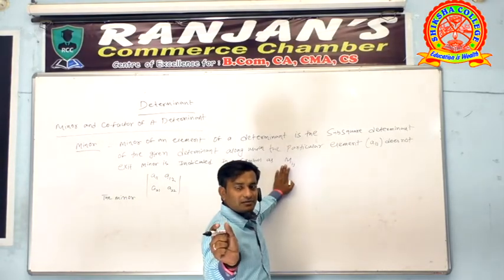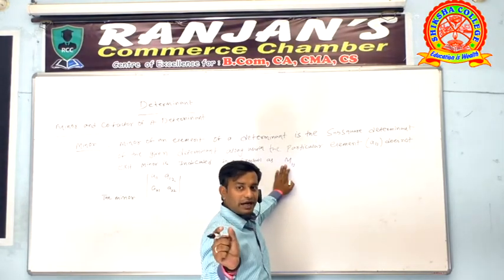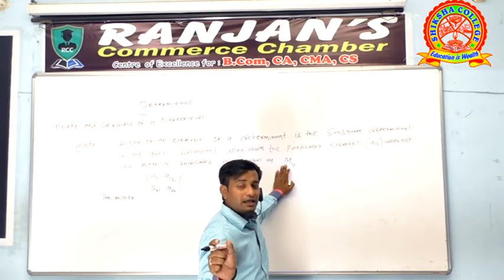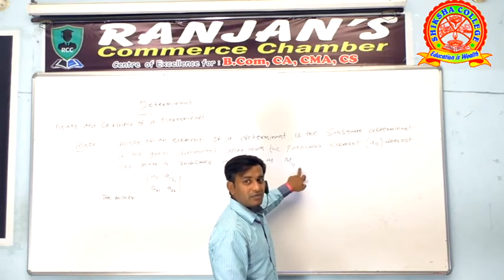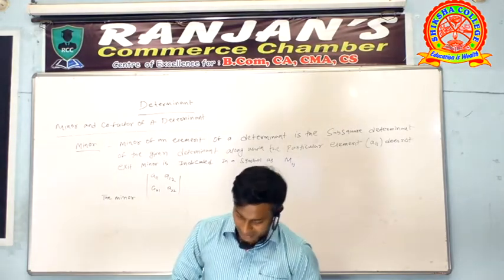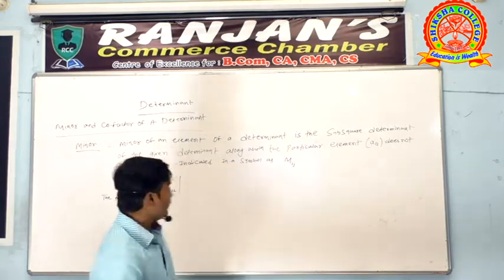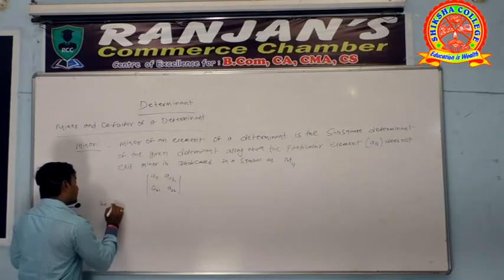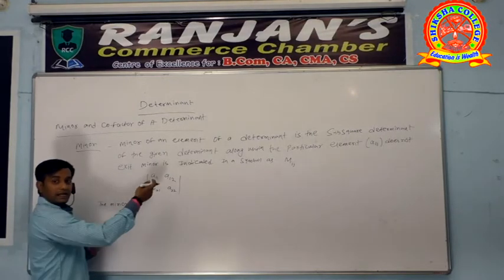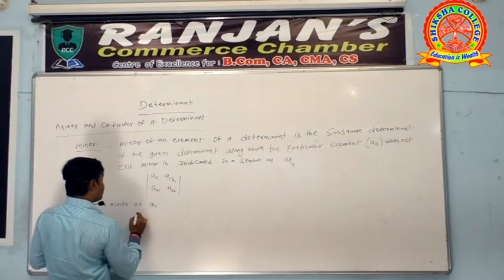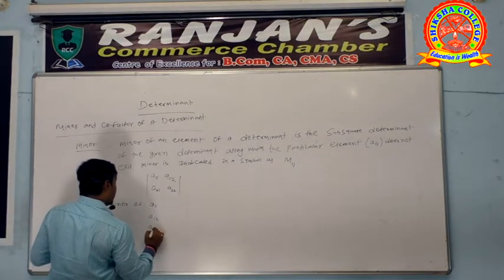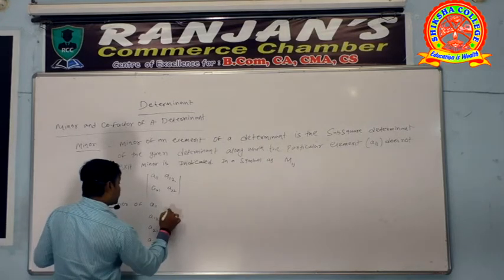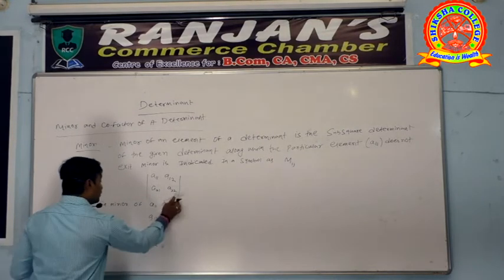Ij means minor of the value, ij is the place. Clear? We need to find the minor of an element. So how do we recognize the element? By its place: the number of the row and the number of the column. Okay, so that is the minor of that element. Okay, clear? So here we can find the minor of all the elements, whether it is A11 or A12 or A21 or A22.